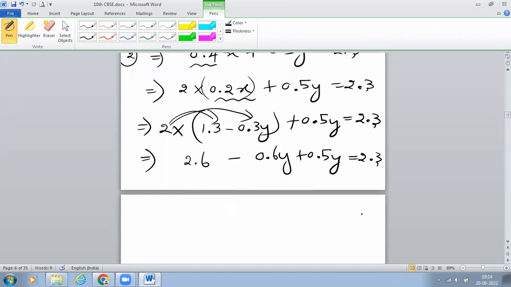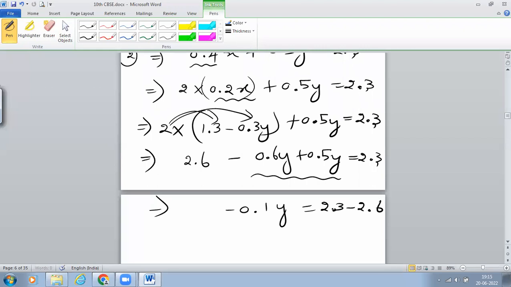Now, next step is, I'm going to take this plus 2.6 to the right hand side. So here, what is minus 0.6 plus 0.5? Minus 0.6y plus 0.5y is minus 0.1y. Minus 0.1 into y, which is equal to 2.3. This plus 2.6 when taken to the opposite side becomes minus 2.6.